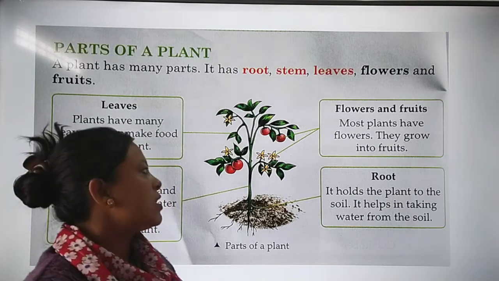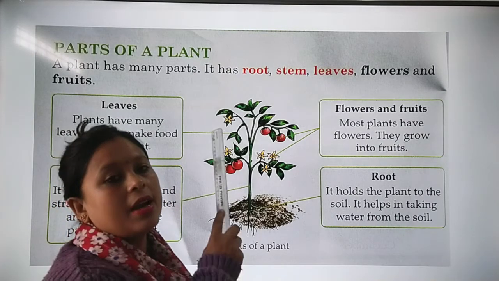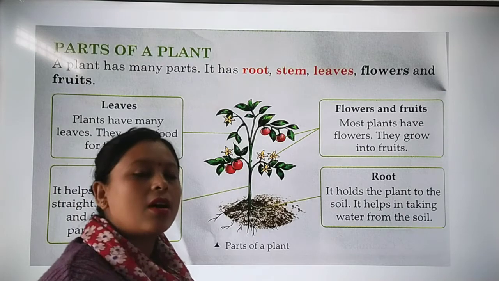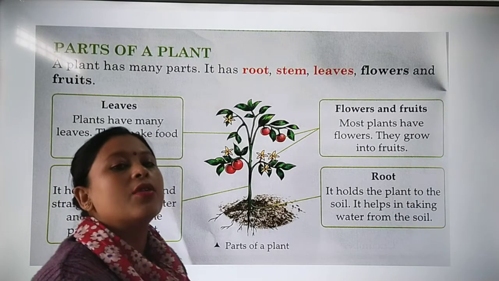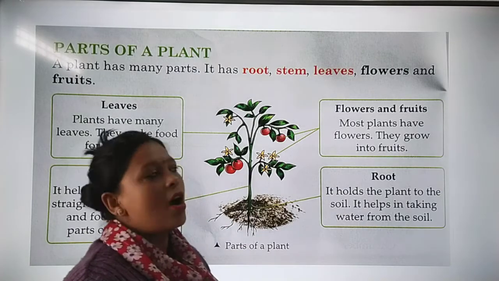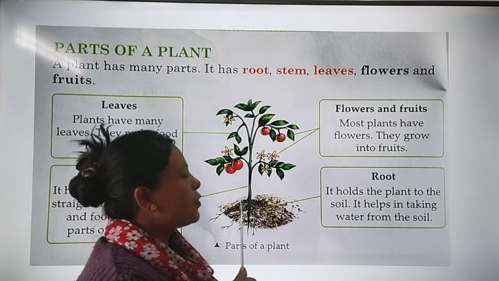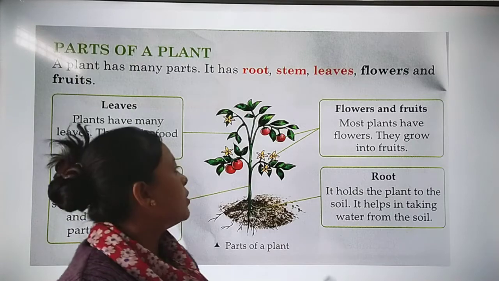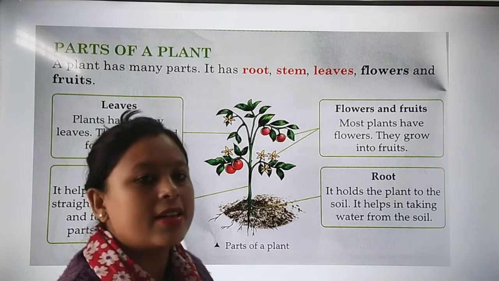Understood? So that is why leaves are the major or important part of the plant which make food for the whole plant. Okay. So how leaves make food for the whole plant? You will be reading in the higher class, in next class.